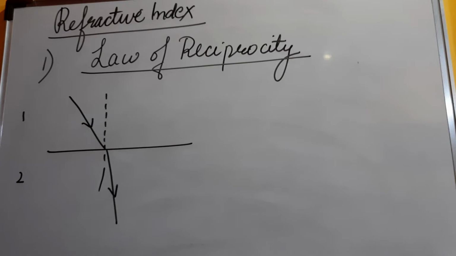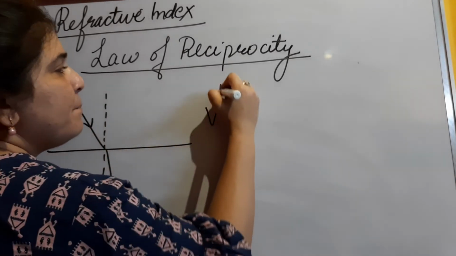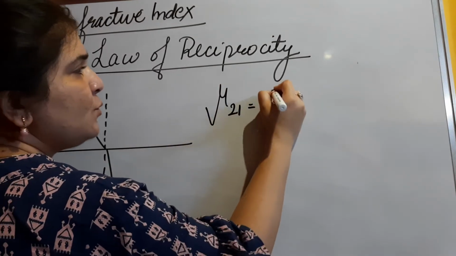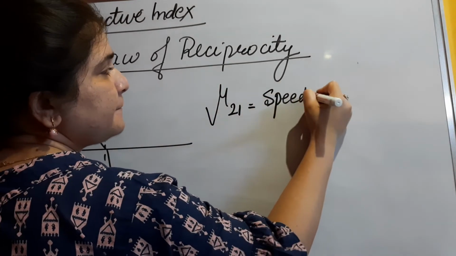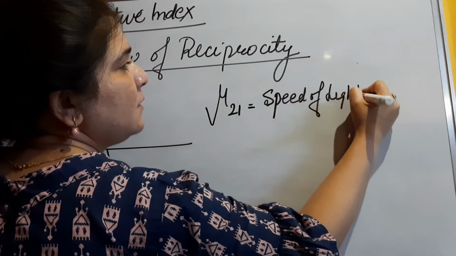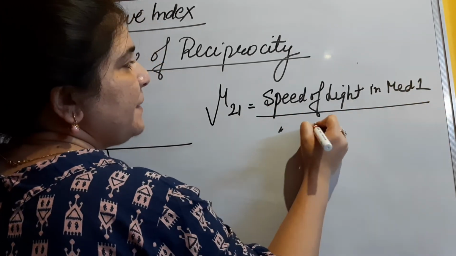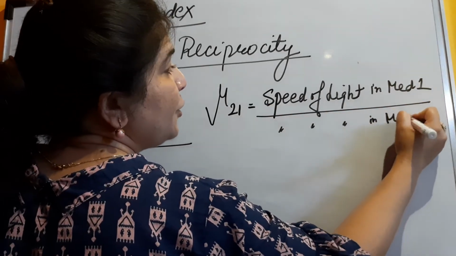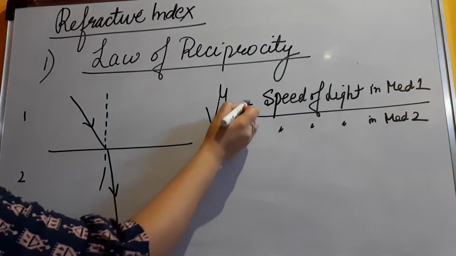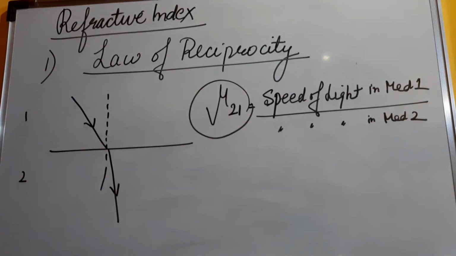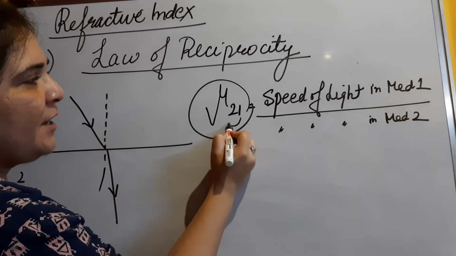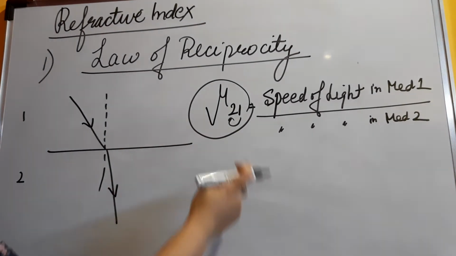Now if you have to denote the refractive index, because light is moving from medium 1 to medium 2, how are you going to denote it in terms of refractive index? You will write it as mu equals speed of light in medium 1 divided by speed of light in medium 2. But how are you going to denote it? You are going to write it as mu 2 1, because it is basically the reverse. From 1 to 2 it is entering, but you are writing it in the inverted way, 2 1.